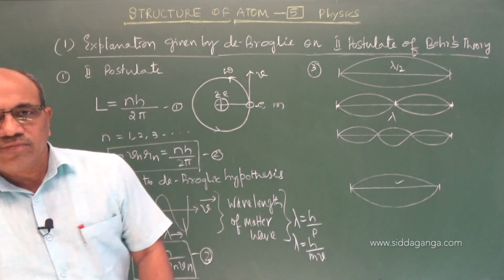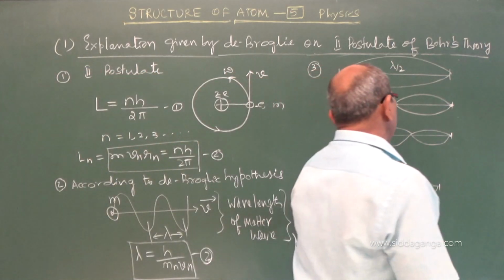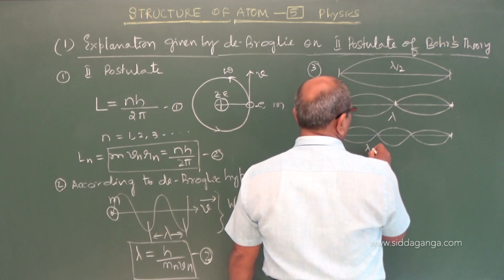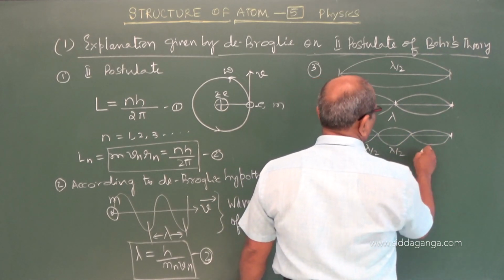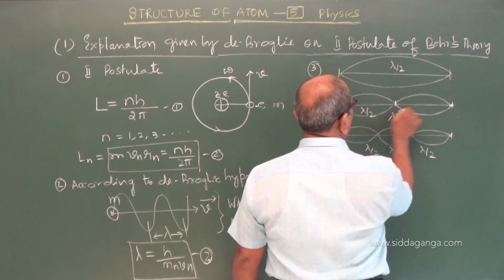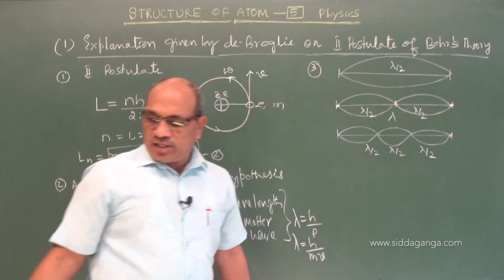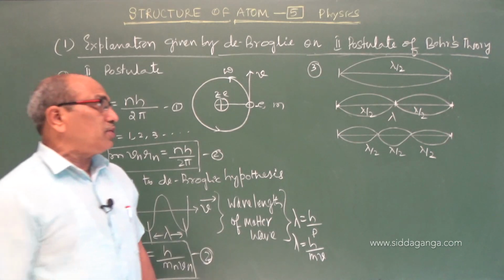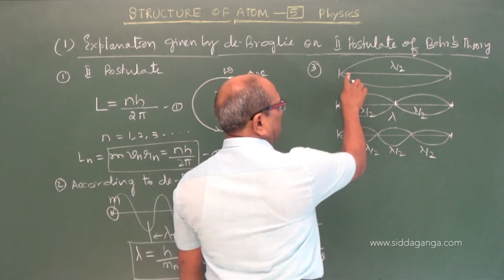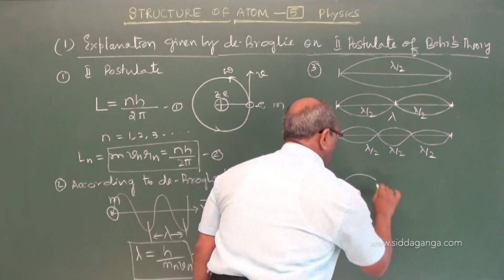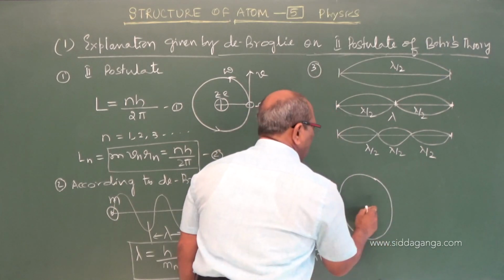That means what I am showing finally is there is some multiple of lambda by 2, lambda by 2, lambda by 2, here also lambda by 2, lambda. So an integer multiple of something is necessary to obtain stationary waves. The same thing you imagine in the form of an orbit of an electron.